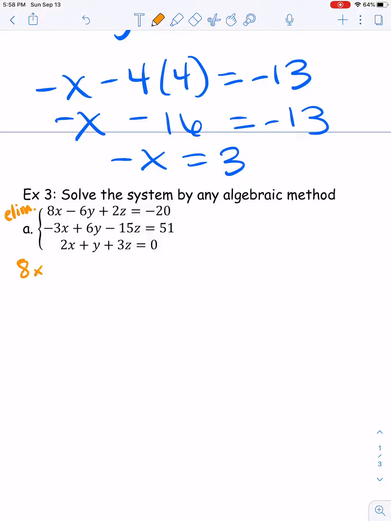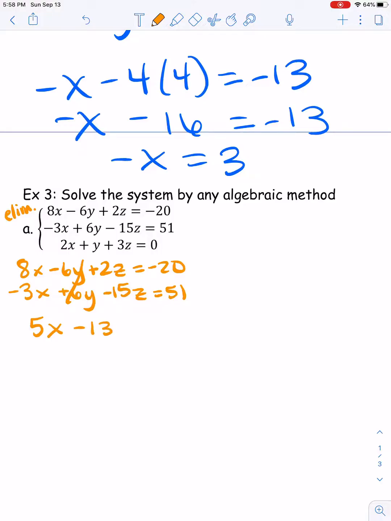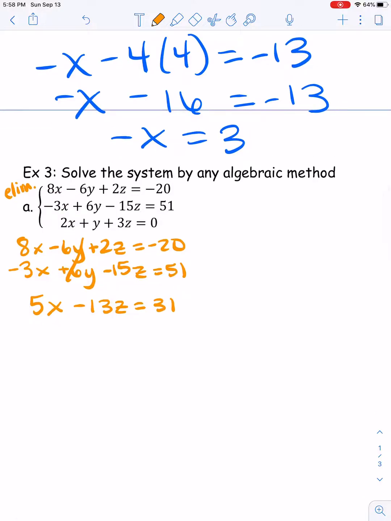Let me go ahead and rewrite 8x minus 6y plus 2z equals negative 20. Negative 3x plus 6y minus 15z equals 51. Cancels out. This is going to be 5x minus 13z equals 31.